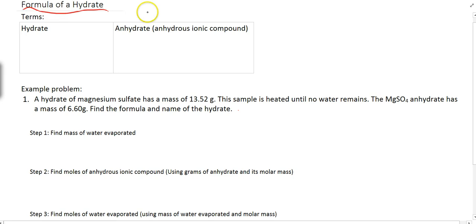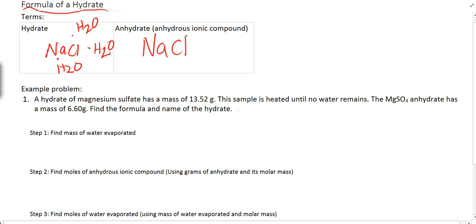Let's first define what that word formula of a hydrate means. Well, if you're well hydrated, that means you've probably consumed a lot of water. The same thing is true for ionic compounds. They can either be hydrated, meaning like if you had NaCl, it'd be an NaCl with a bunch of H2O water molecules attached, maybe 2, maybe 3, maybe more, but they're all kind of attached to the sodium chloride. On the other hand, anhydrous or anhydrate would just be the NaCl, the ionic compound with no waters attached.